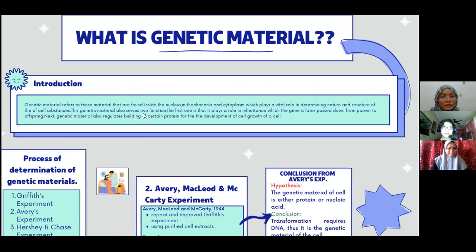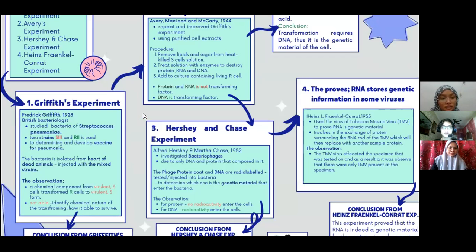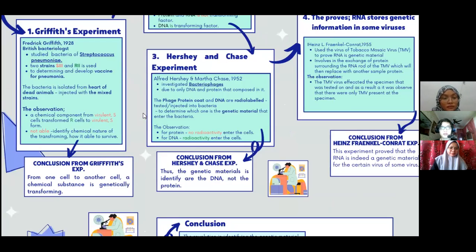In the process of determining the genetic material, the first experiment is the Griffith experiment by Friedrich Griffith in 1928. He studied the bacteria Streptococcus pneumoniae, where only strains S and R were used, to develop a vaccine for pneumonia. He isolated the bacteria from a herd of animals and injected the mixed strains.